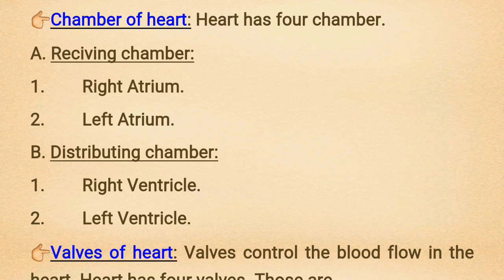Chambers of heart. Heart has 4 chambers. The receiving chambers are right atrium and left atrium. The distributing chambers are right ventricle and left ventricle.